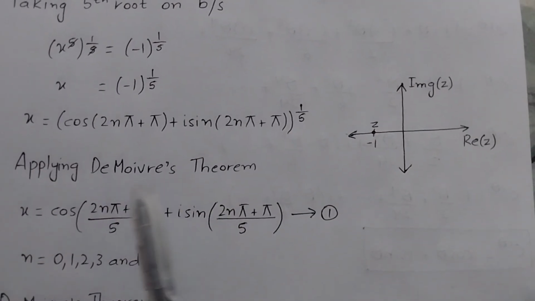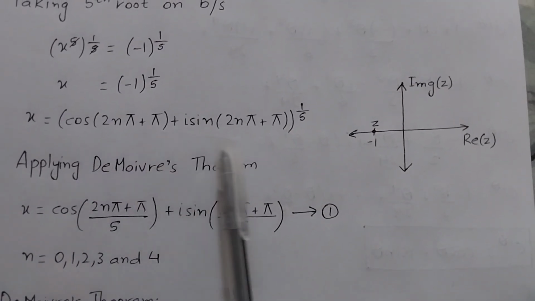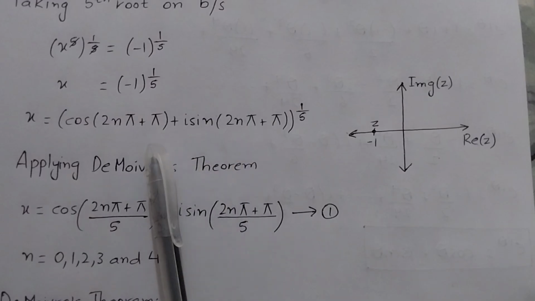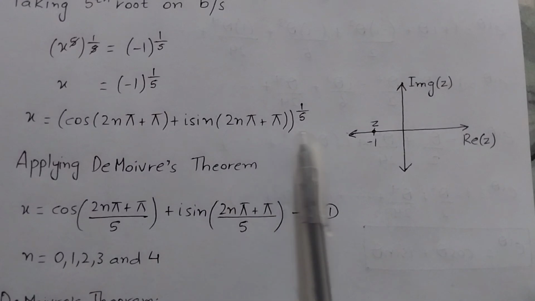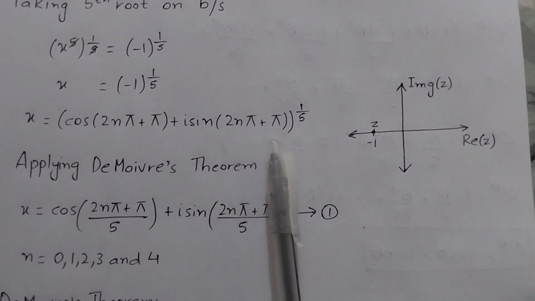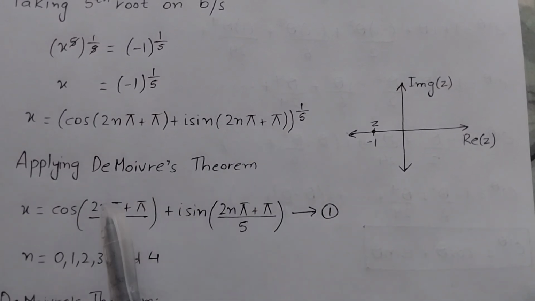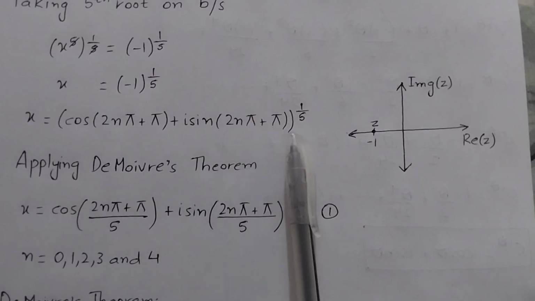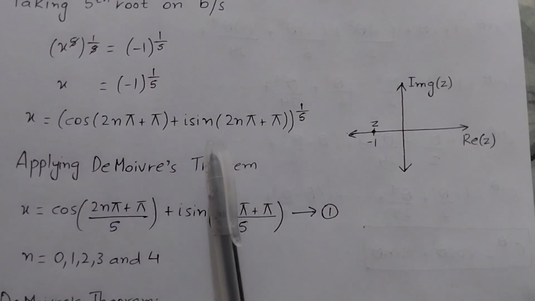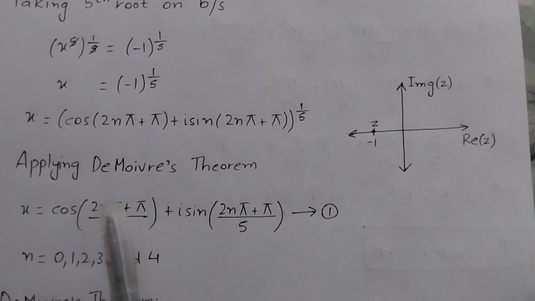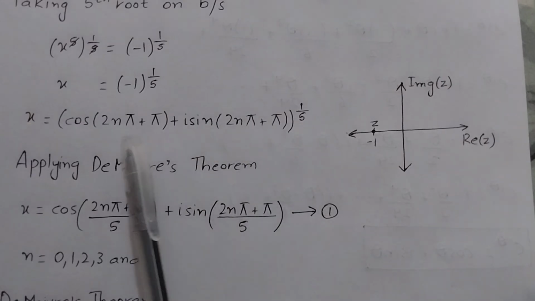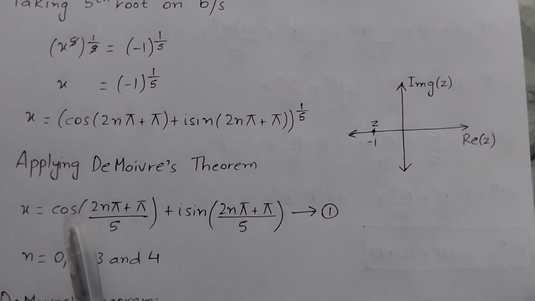Firstly, this is not basically our final answer. We need to establish that cosine of theta plus iota sine theta raised to the power 1 by 5, we can apply De Moivre's theorem here. De Moivre's theorem states that whenever we have cos theta plus iota sine theta raised to some power, it can be written as cos of n theta, meaning this power multiplied by this angle. So we'll end up with cos of (2n pi plus pi) over 5 plus iota sine of the same angle.